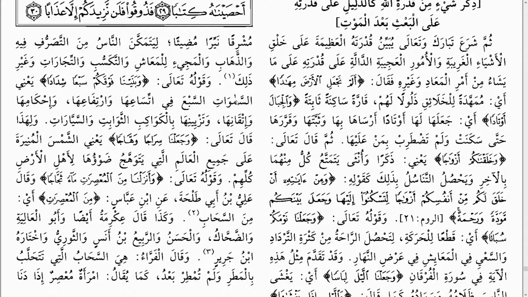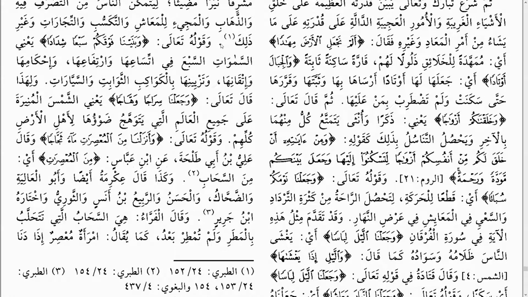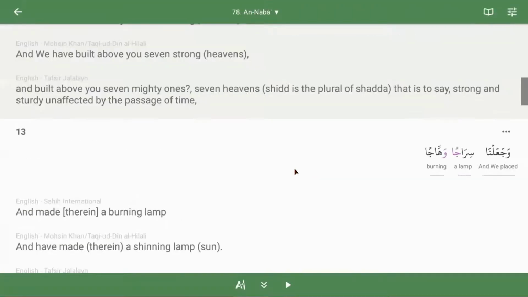So I just want to revise what we read till now. He created Siraj and Wahaja, meaning the shining sun over all the worlds, whose light glows. It is something glowing for the people, for all of the earth, for the whole world. So it is glowing for the whole world.